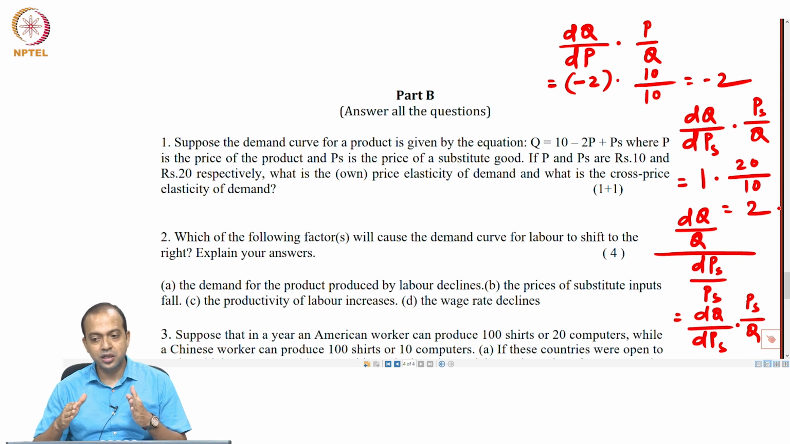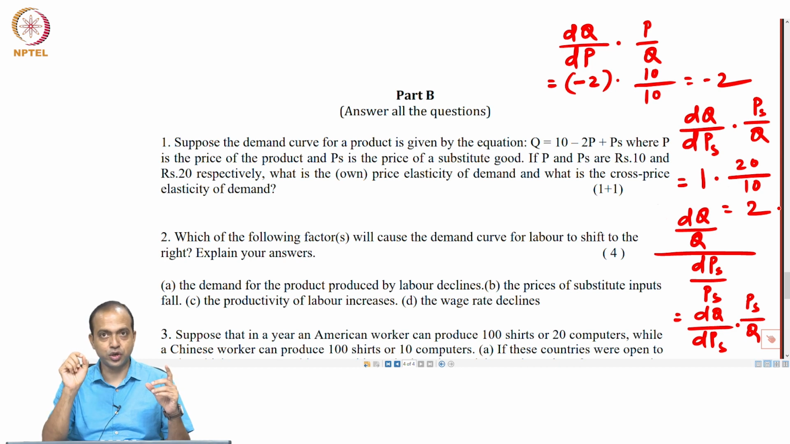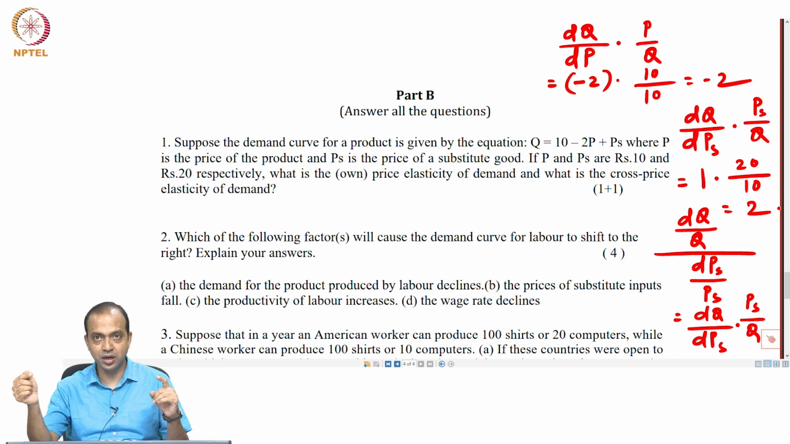So, we learned that own price elasticity of demand is always negative, because that is basically the slope of the demand curve multiplied by P by Q, and the demand curve is always downward sloping and negatively sloped. So there is no doubt that own price elasticity of demand is always negative, but cross price elasticity of demand can be either positive or negative depending on the nature of the relationship between the two goods.